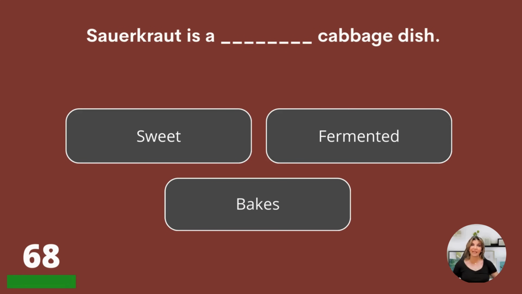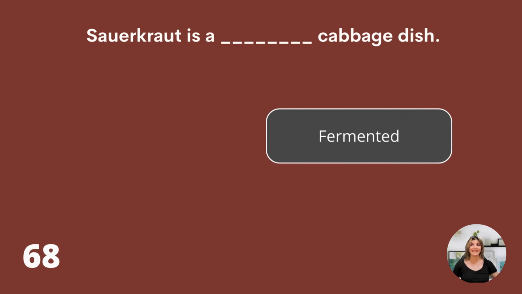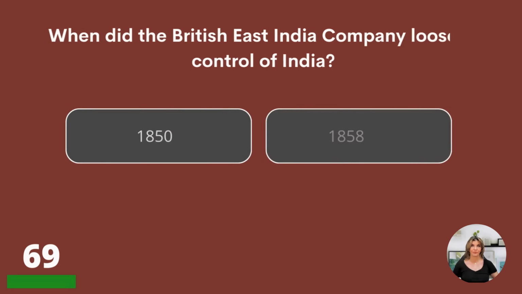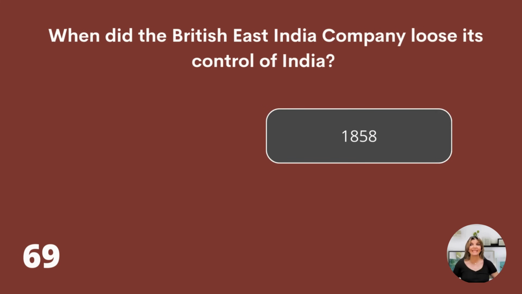Sauerkraut is a sweet cabbage dish, fermented cabbage dish, or baked cabbage dish? Fermented cabbage dish. When did the British East India Company lose its control of India? 1850, 1858, or 1869? 1858.